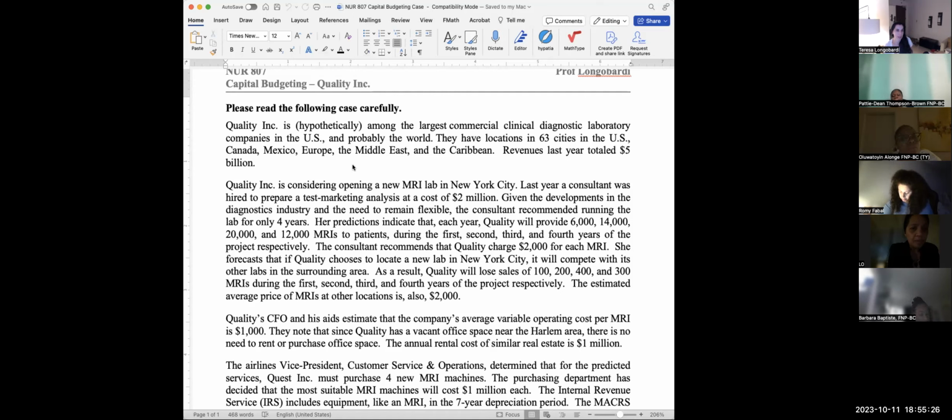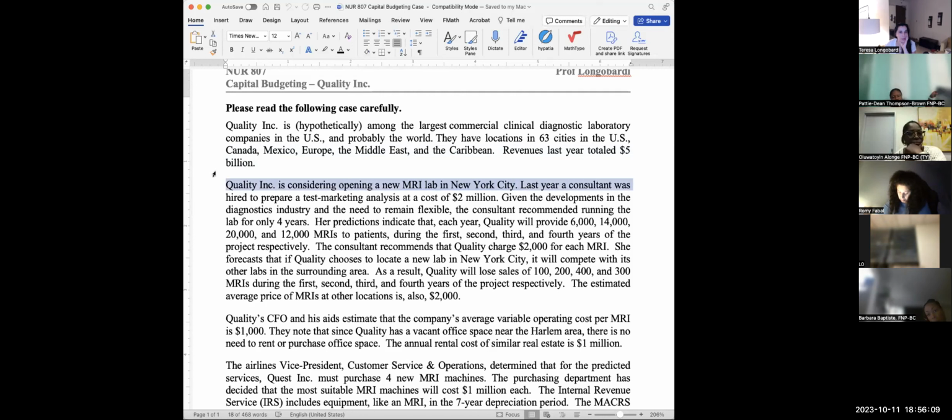So we're going to read through this, and I'm going to highlight in different colors. Well, let's just talk about it first, and then I'll use the color scheme. Let's read through this, and I'm going to highlight what looks like it's important or incremental. So if we are to open a new lab, an MRI lab in New York City, what cash flows will accrue as a result? That's basically what we're looking for.